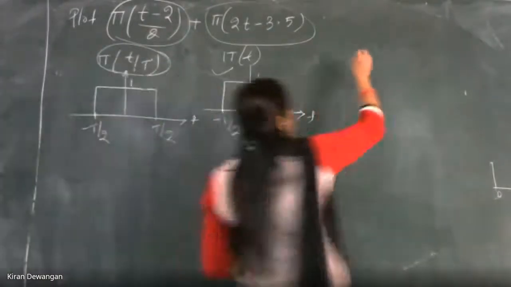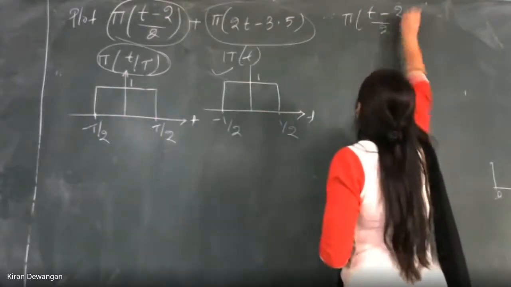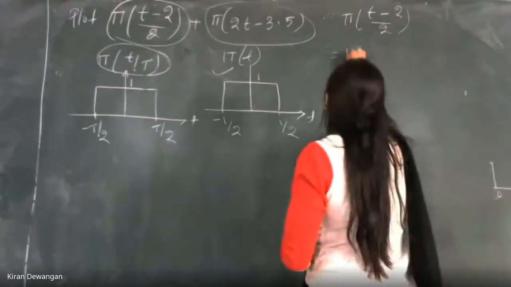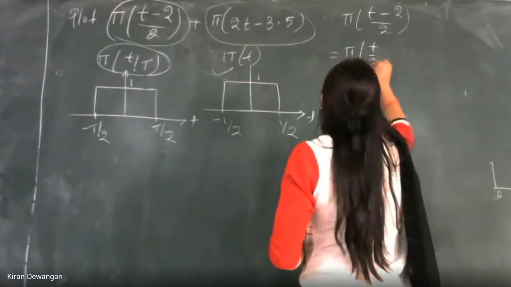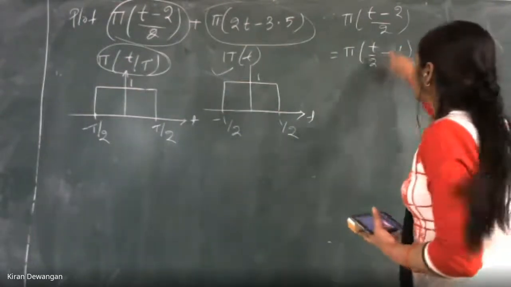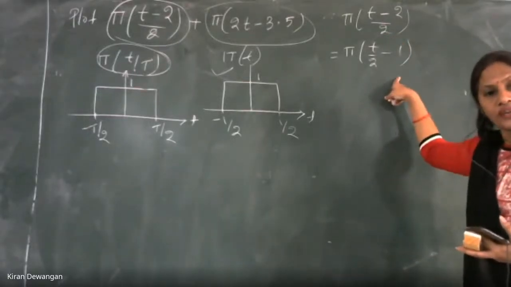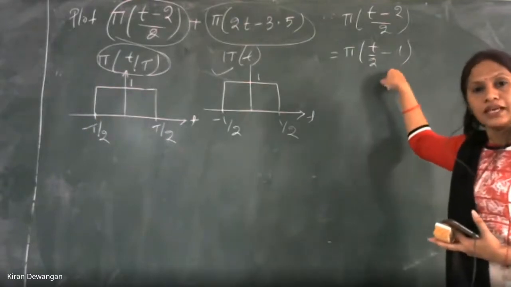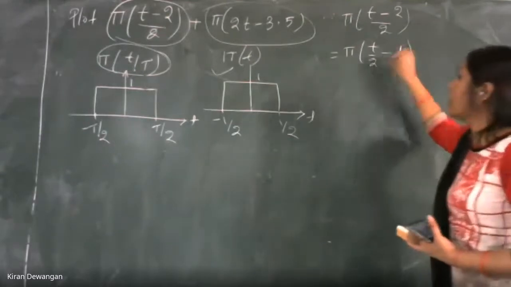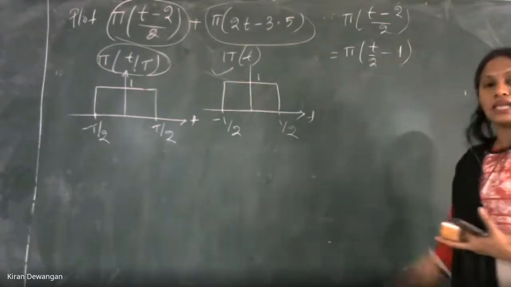Now let us plot pi of (t minus 2) by 2. Now this can even be written as, how can we write this? Pi of t by 2 minus 1, okay. Pi of t by 2 minus 1. We can write it in this way also, right? Clear? Now in this one, if we are writing pi of t by 2 minus 1, we can first apply time shifting and then time scaling.